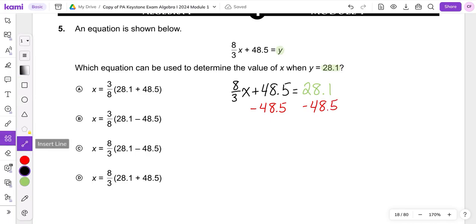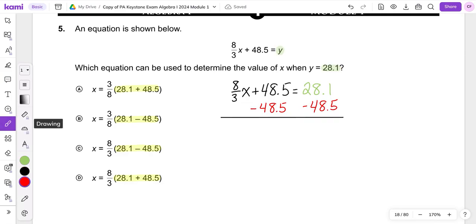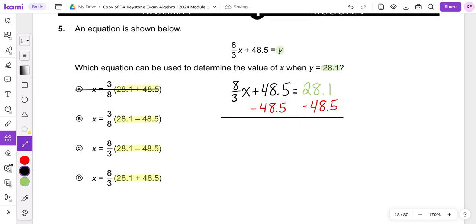Typically, we would combine these, but notice the multiple choice options that we have here, they kept it as two separate parts. Just knowing this first part of subtracting 48.5, that helps us to eliminate the following multiple choice options. We can eliminate A as a correct answer because it has a plus. And we can eliminate option D, just knowing that one part alone.